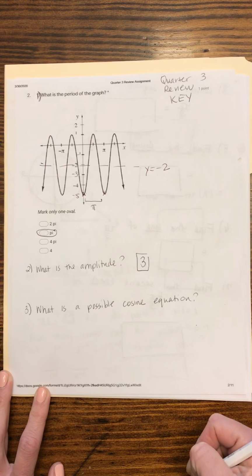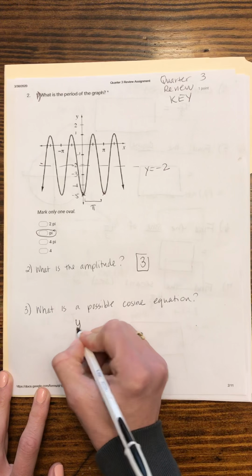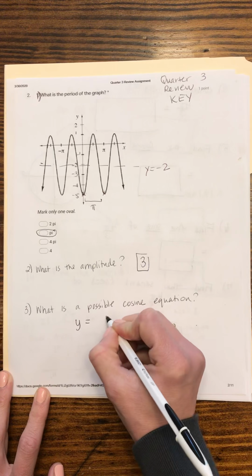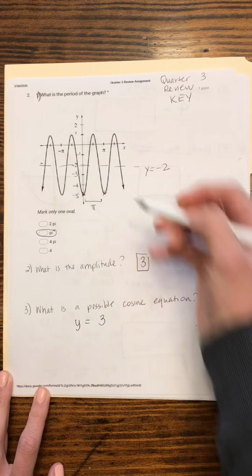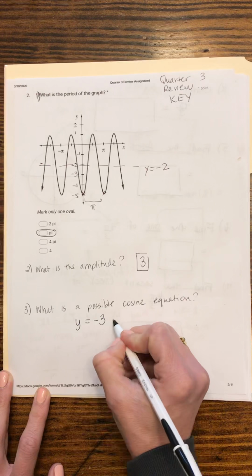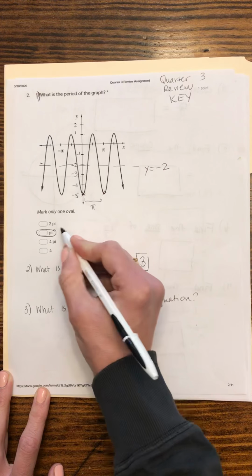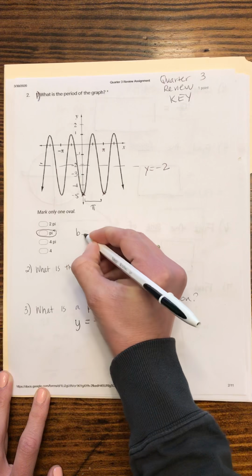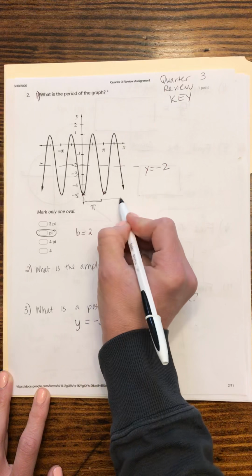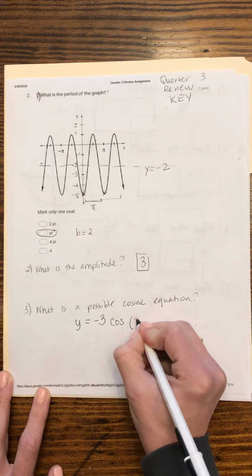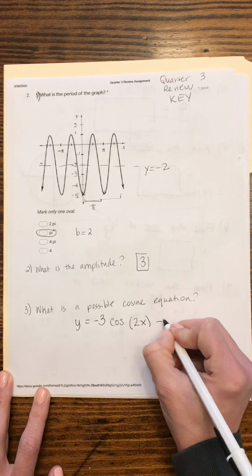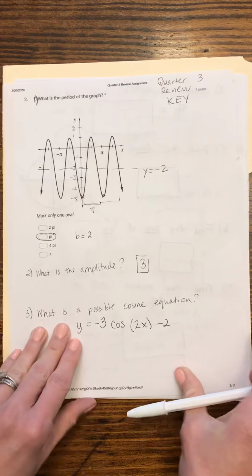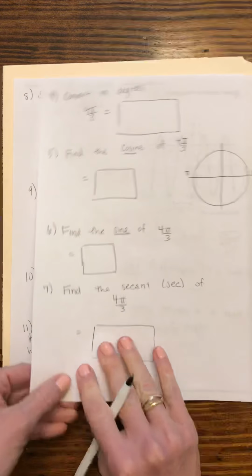Finally, what is a possible cosine equation? Y equals, so our amplitude is 3, but this is an upside down cosine graph, so -3 cosine. Because the period is pi, that means the b value is 2, because we see two curves in 2 pi, so 2x, and then since it shifted down, -2. So that was the first 3 questions.